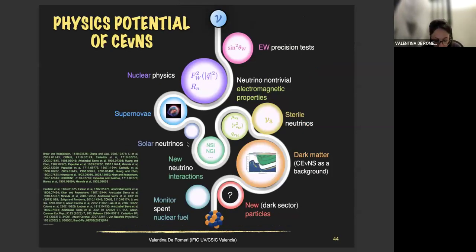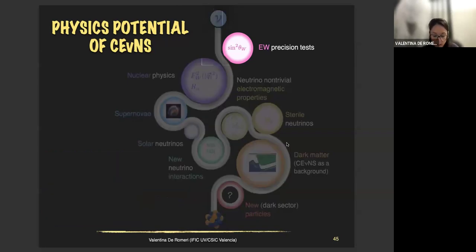So the observation of CEvNS has really opened the window to a plethora of possibilities concerning the implications of this process. I will try to discuss some of them. For the sake of time, I will not be able to go through all of them, but let me start with the electroweak precision tests, so standard model probes.